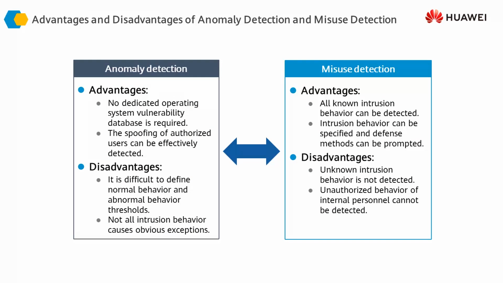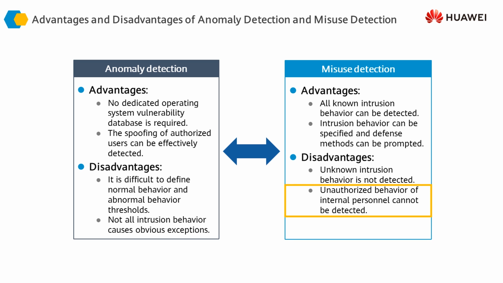If we compare these two, you can see that for misuse detection, or signature-based detection, the advantages are that all known intrusion behaviors can be detected. All known, so known is very important. Unknown intrusion behaviors cannot be detected because for these we do not have any signature. Intrusion behavior can be specified and defense methods can be prompted.